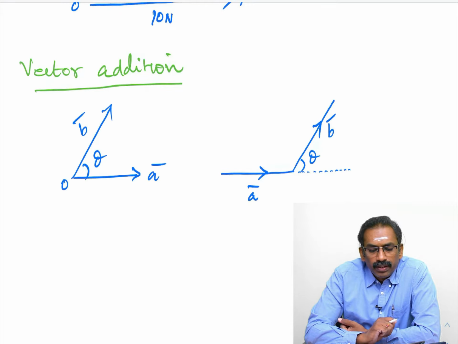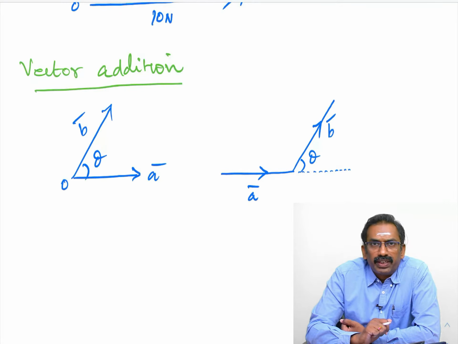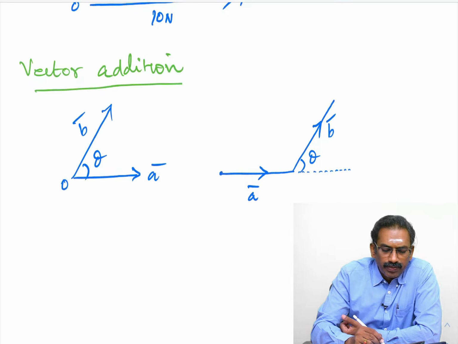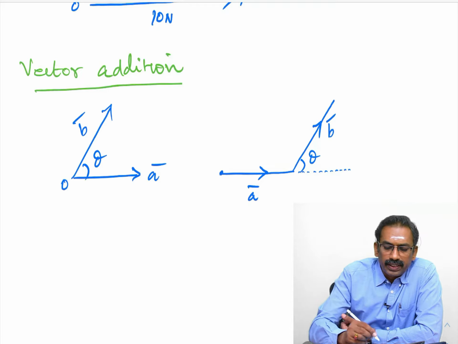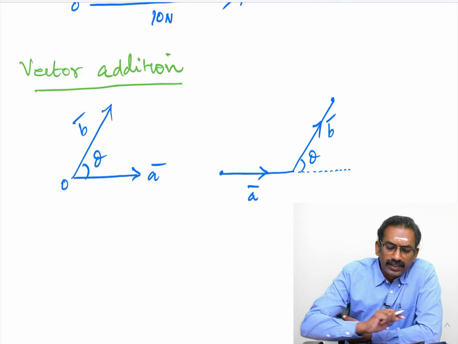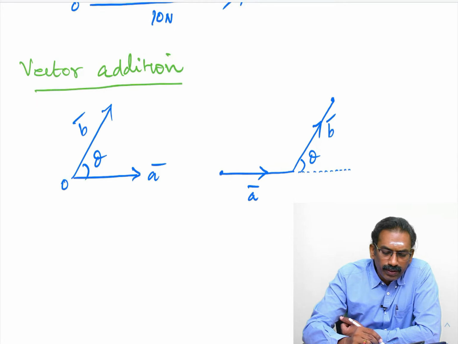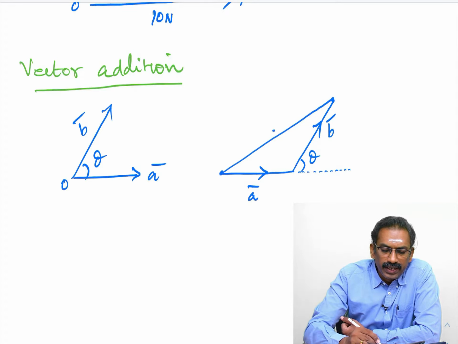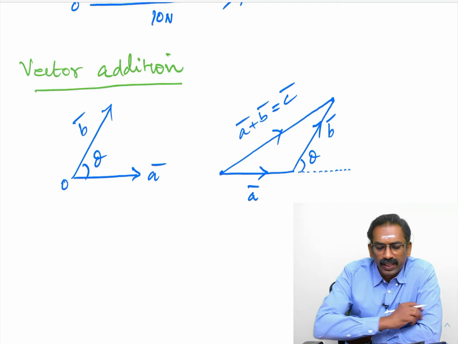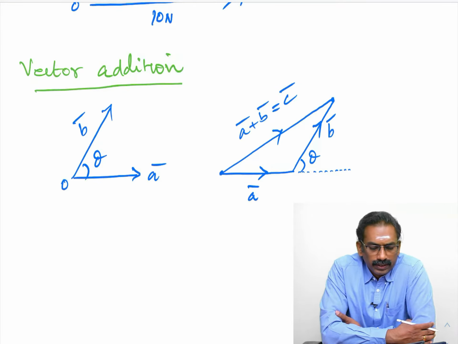Okay. The resultant of A vector and B vector. How to draw that vector? Let us see. This is the tail of the first vector. This is the head of the second vector. Draw a straight line from the tail of the first vector to the head of the second vector. It gives a resultant of A vector and B vector that can be represented as A vector plus B vector. Let us take it as C vector. C is the sum of A and B.